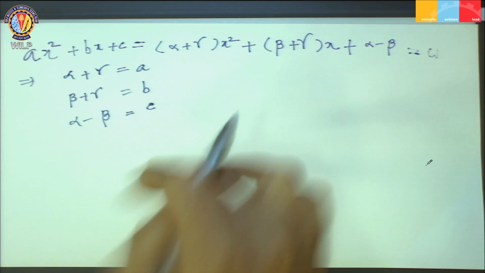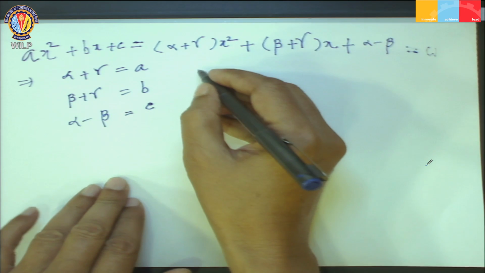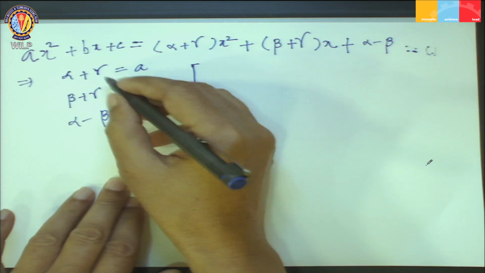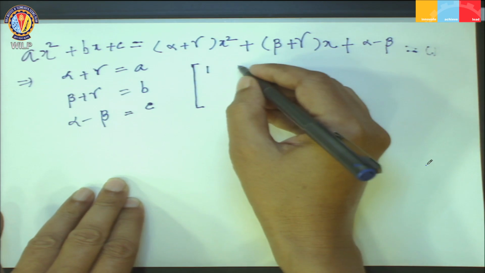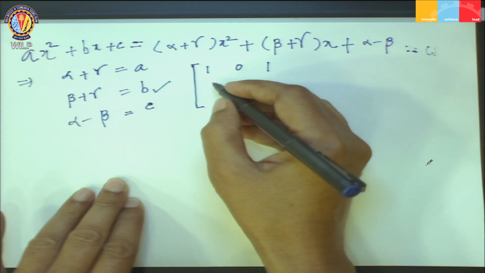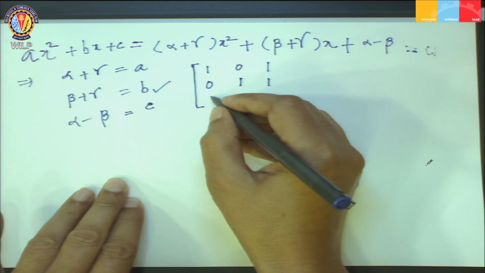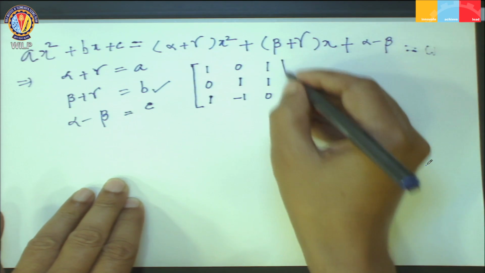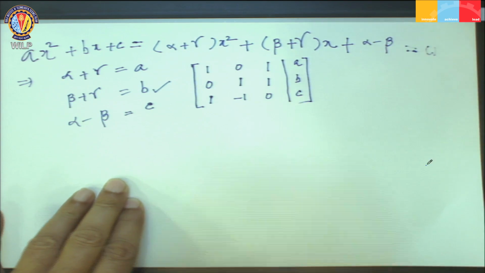So how to check whether this system is consistent or not? Do you recall? We shall make a coefficient matrix. Alpha, beta, gamma are unknowns, and a, b, c are known. The coefficient of alpha is 1, beta is not there so 0, and the coefficient of gamma is 1. In the second equation, the coefficient of alpha is 0, beta 1, gamma 1. In the third, the coefficient of alpha is 1, the coefficient of beta is minus 1, there is no gamma so 0. And this, with a, b, c, is our augmented matrix.